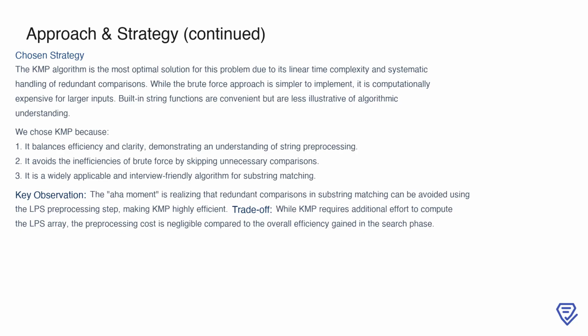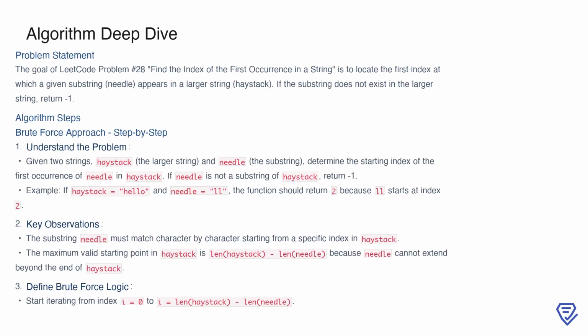In this problem, we are tasked with finding the first index at which a given substring, called needle, appears within a larger string, called haystack. If the substring isn't found, we return -1. For example, if the haystack is hello and the needle is ll, the result would be 2 because ll starts at index 2. Now, to solve this step by step, let's consider a brute force approach.